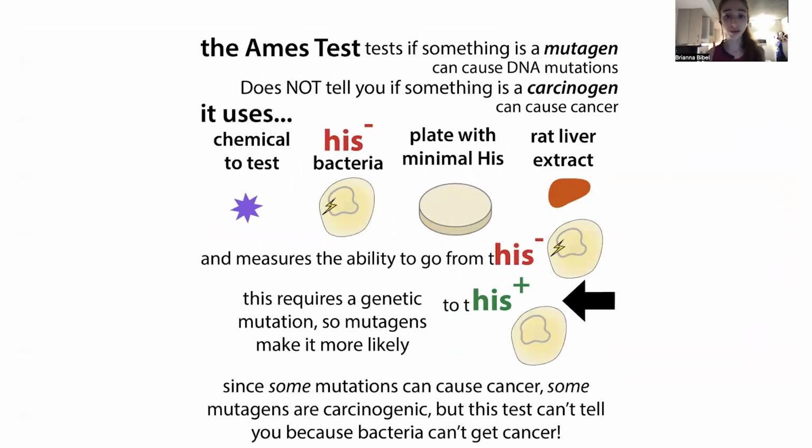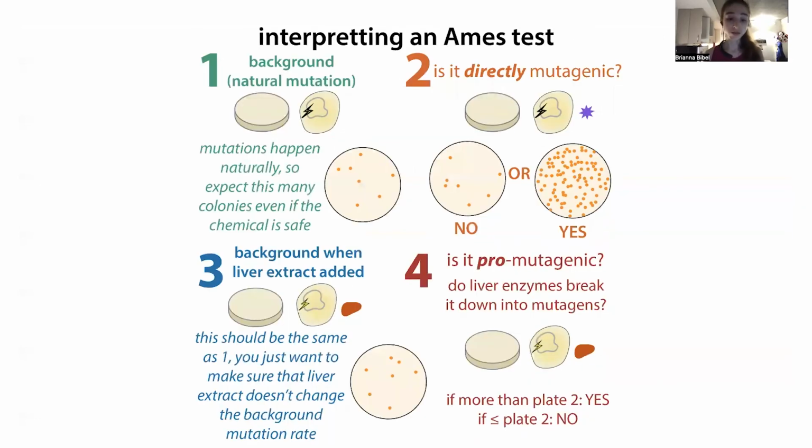To determine that, it typically uses animal testing and that sort of thing, which I'm not going to get into. But what you can do to get one step closer is to add rat liver extract or some other liver extract to see if something is pro-mutagenic. So would the liver potentially make it harmful when it metabolizes it?